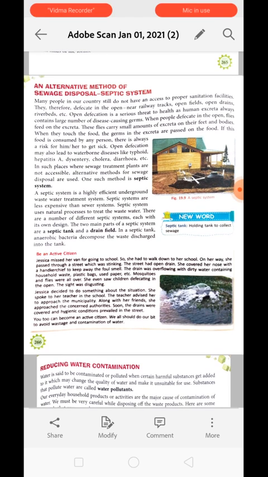Now next is an alternative method of sewage disposal. An alternative method of sewage disposal is the septic tank. You can see this is the septic tank.